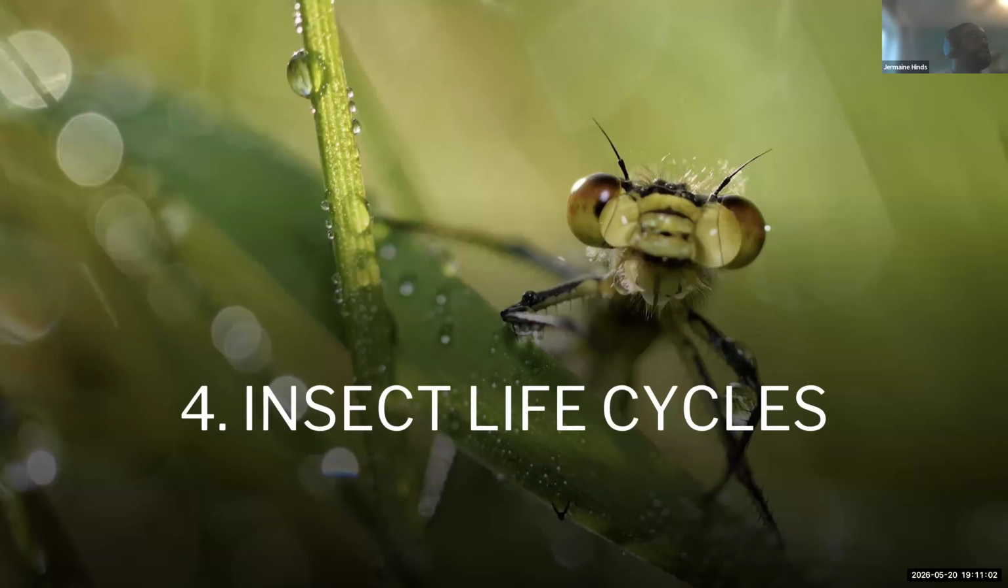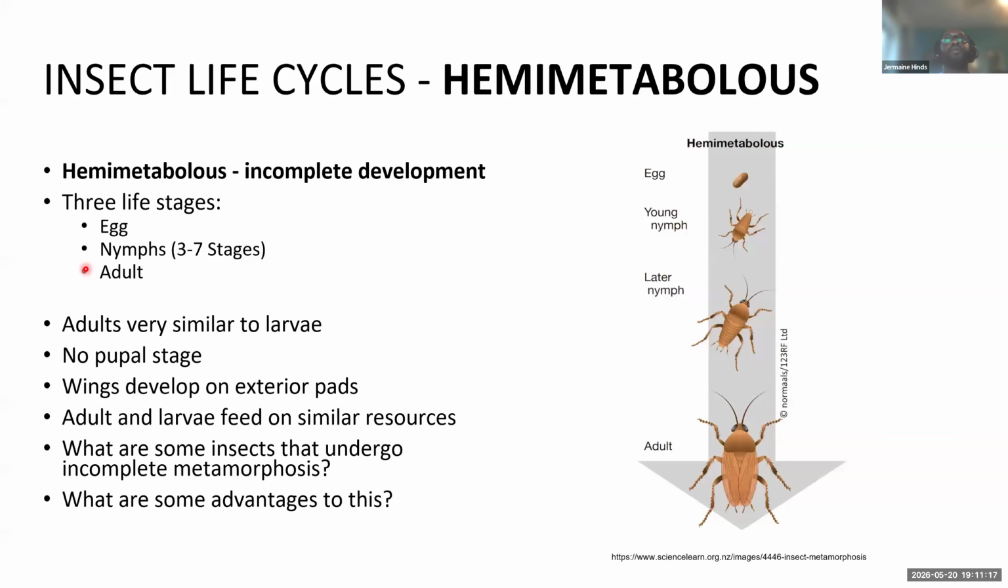All right, so last time we talked a little bit about what makes an insect, what an insect looks like, anatomy and things like that. So now let's talk a little bit about their life cycle and their role in the environment. Insects go through two different types of development. The first is hemimetabolous. Hemi means half, so sort of half metabolism. So it's called incomplete development.